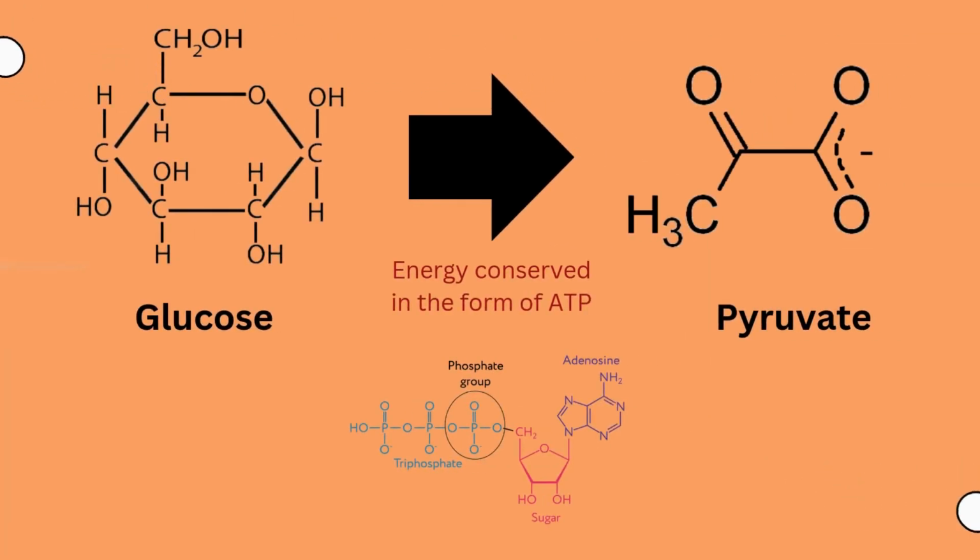As glucose is hydrolyzed into pyruvate, all the bonds of glucose are broken down and conserved as energy in the form of ATP to be used by the body.